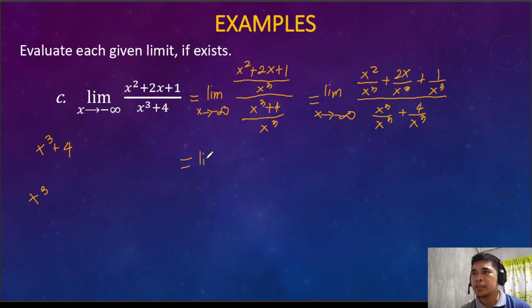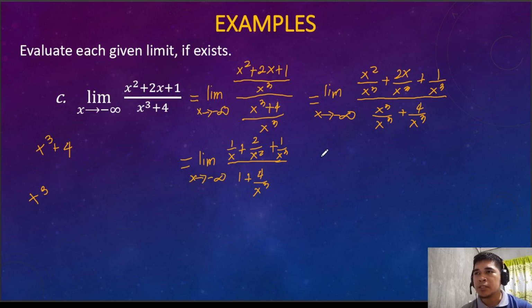So, limit. x squared over x cubed, that is 1 over x, plus 2x over x cubed, that is 2 over x squared, then plus 1 over x cubed. This is x cubed over x cubed, that is 1, plus 4 over x cubed, as x approaches negative infinity.